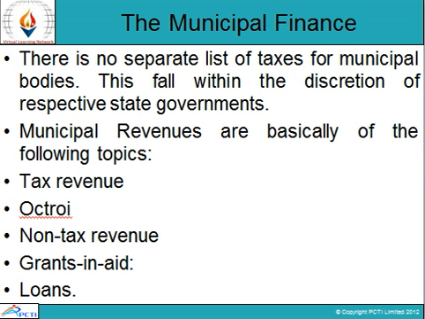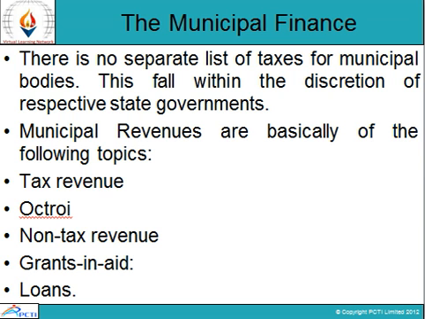Next are the non-tax revenues. Municipal acts provide for issuance of licenses. Every local authority is empowered to charge and collect fees both regulatory and for services provided. A user fee is to be charged for public utilities, parking, entry fees for playgrounds, swimming pools, etc.